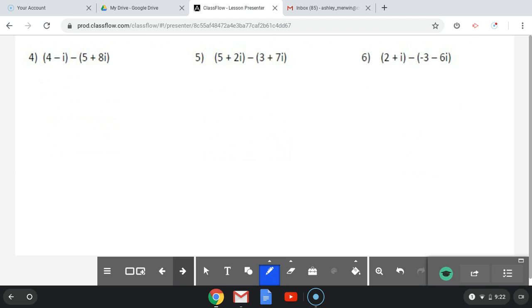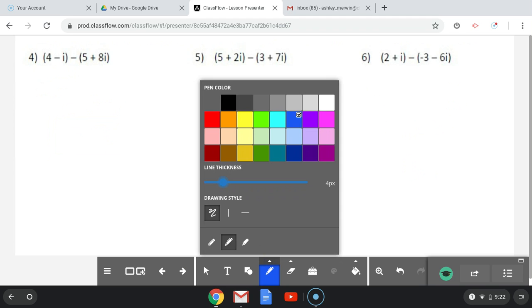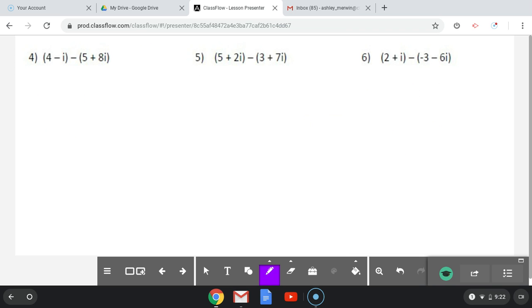Okay, now let's do subtraction. Same idea, but we're just using a minus sign in between. So 4 minus 5 is negative 1. And we're subtracting both. We have to subtract twice. So now we're going to do negative i minus 8i. So negative 1 minus 8 is negative 9i.